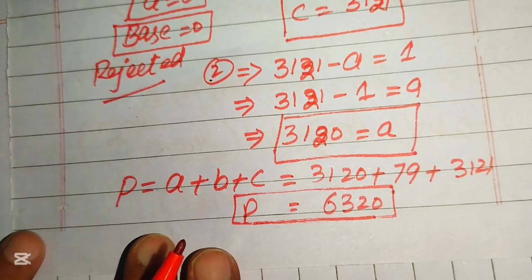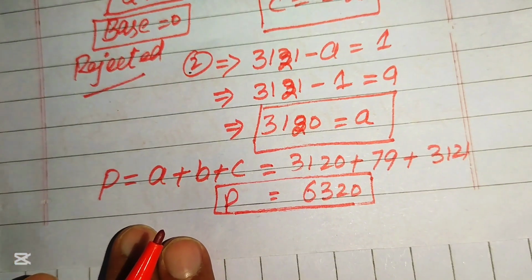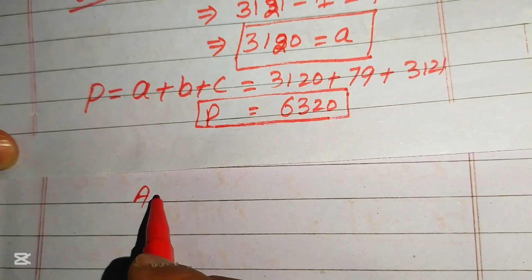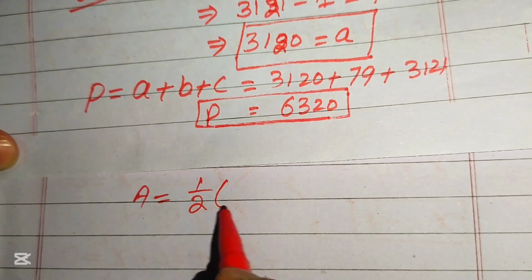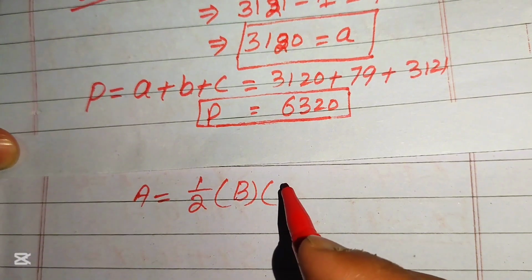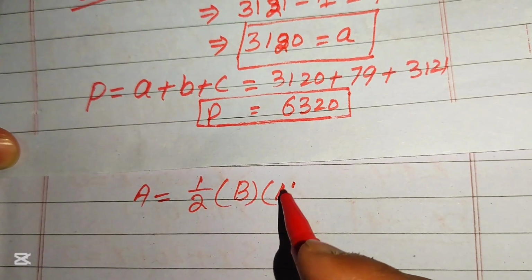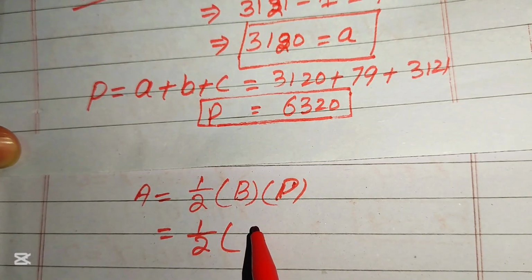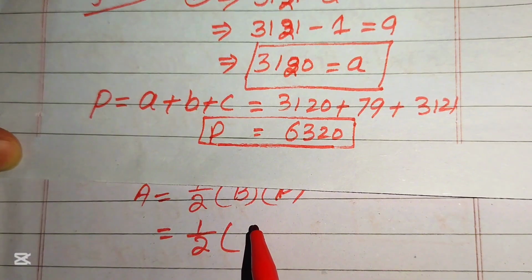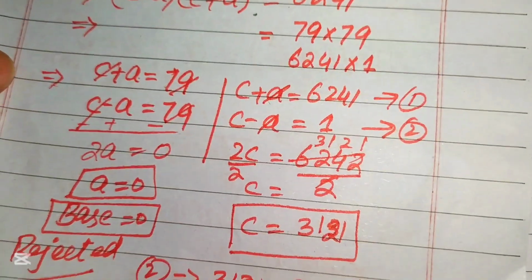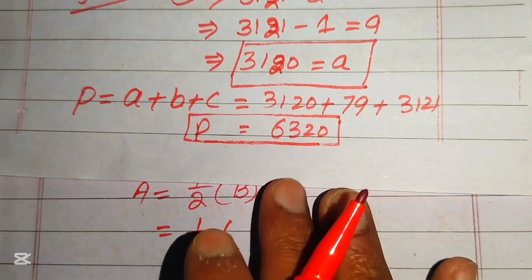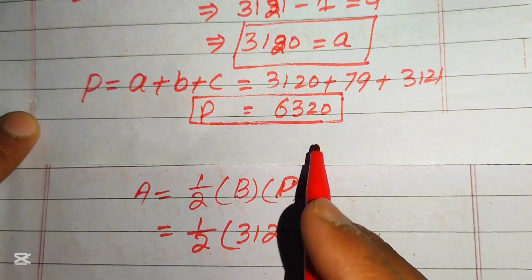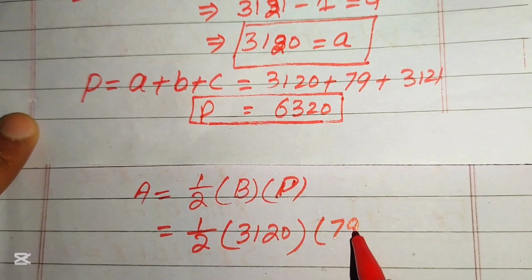And now here we need the area of the given triangle. So in order to find the area, we first write the formula of the area of the triangle, and its formula is 1 over 2 times base multiplied by height or perpendicular. So we have the base of the given triangle, which is denoted by a in the given problem. So we have the value of a is 3120, and the perpendicular side of the given triangle is 79.